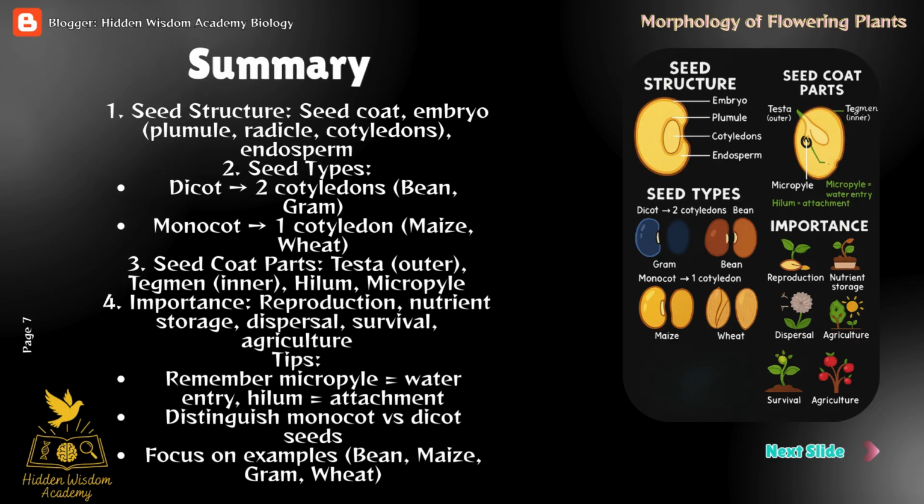Let's quickly summarize what we learned about the seed. A seed has 3 main parts: the seed coat, the embryo with plumule, radicle, and cotyledons, and sometimes the endosperm. Seeds are dicots with 2 cotyledons, like bean and gram, or monocots with 1 cotyledon, like maize and wheat. The seed coat has 2 layers, Testa, outer, and Tegmen, inner. The hilum shows where the seed was attached, and the micropyle lets water in for germination. Seeds help in reproduction, storing food, spreading, surviving harsh conditions, and in agriculture. For exams, remember the micropyle, hilum, and differences between dicot and monocot seeds with their examples.